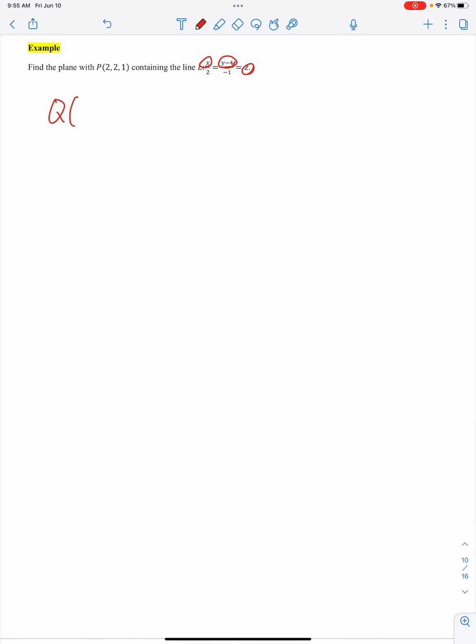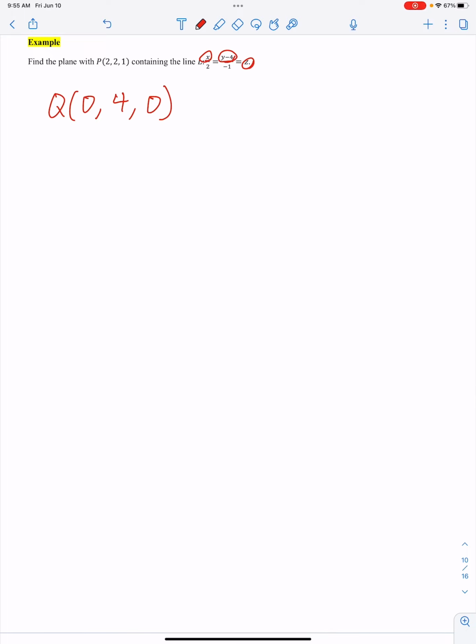So x is 0 because it's x minus 0. Then I got a positive 4, and then I got a 0 there too. So I have a Q here. I also have a directional vector that I'm going to grab. This directional vector is (2, -1, 1). Remember, there's nothing over that z or underneath that z except for a 1, which would give that third component.